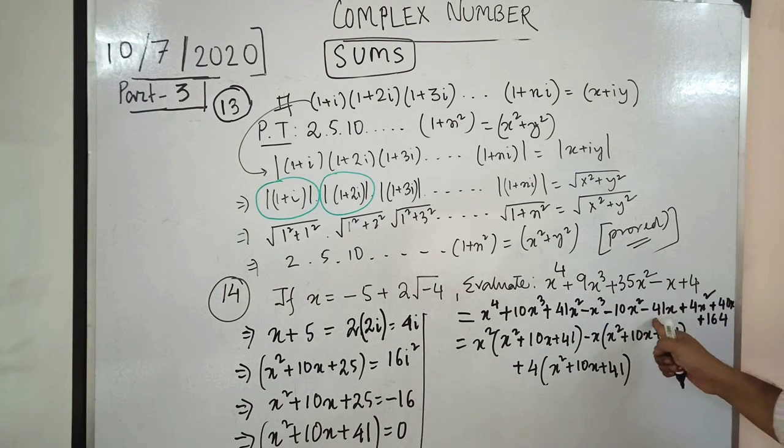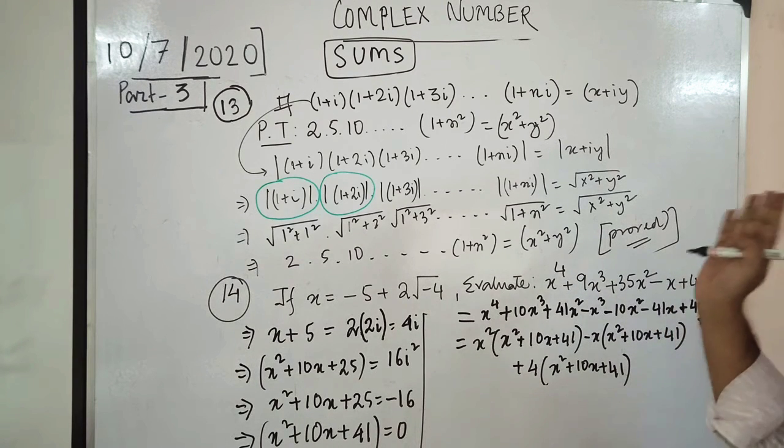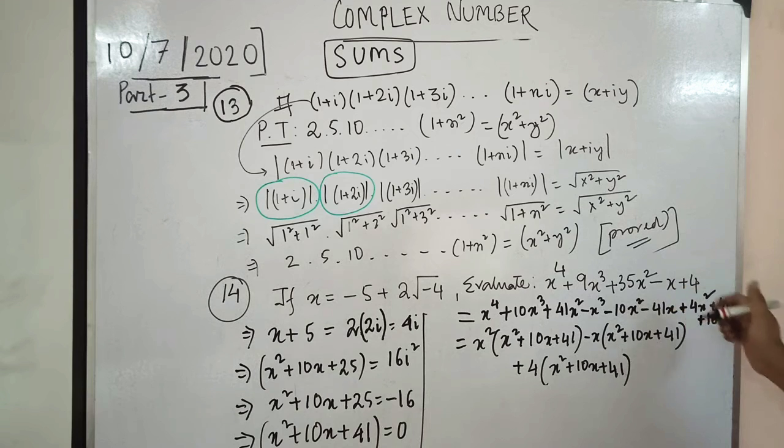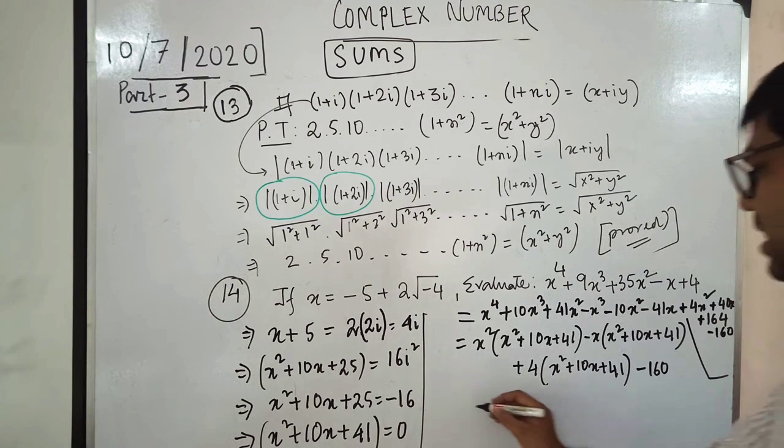40x and minus 41x. So the minus x problem is solved. But 164 is too much. Here there is only 4. So I have to write minus 160. But since I write minus 160 in this line, I have to write a minus 160 in the next line also. Okay.